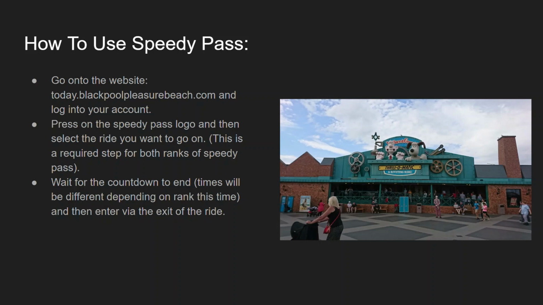The only place where entering via the exit is different is Wallace and Gromit's Thrill-O-Matic, which is why the picture's on the right, because they have a separate Speedy Pass entrance. For the rest of them, you just go in through the exit, because of course I don't want you cutting any queues or anything like that. So then you can repeat this process as many times in the day as you would like.